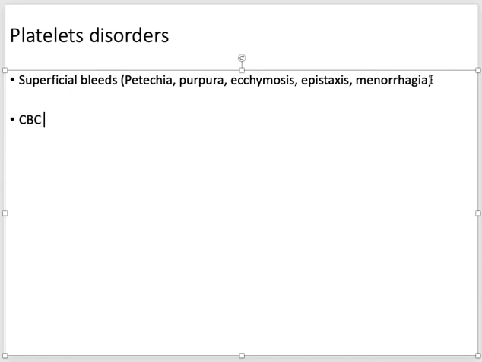And in the CBC, what are you going to look at? Platelet counts. Okay. What can be the condition? Number one condition can be low platelets. Or the other condition can be normal platelets. Of course, when the platelets are low, that's why the patient is having this thing. But if the platelets are normal, it means the platelets are there, but they're not functioning fine. Okay. So what are the conditions in which the platelets can be low?